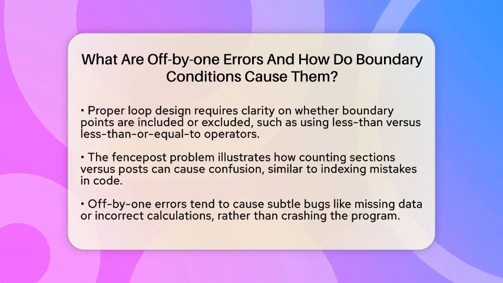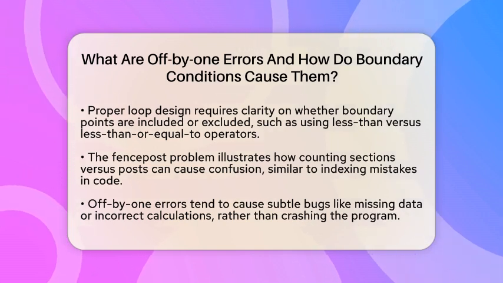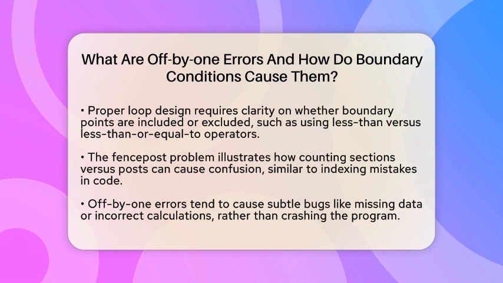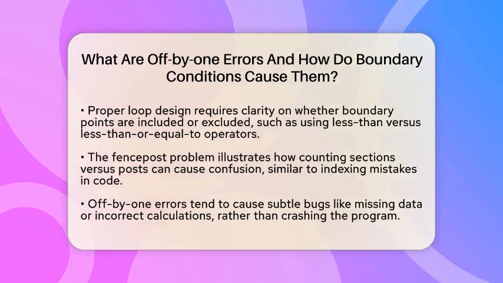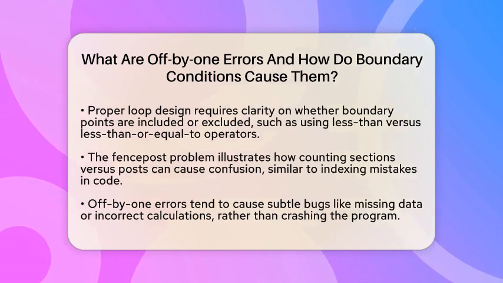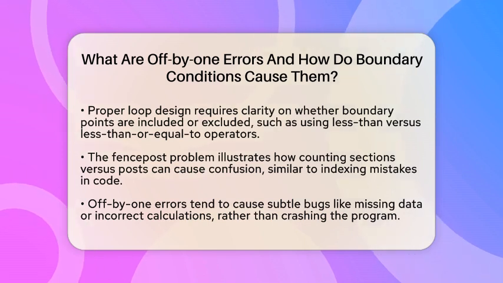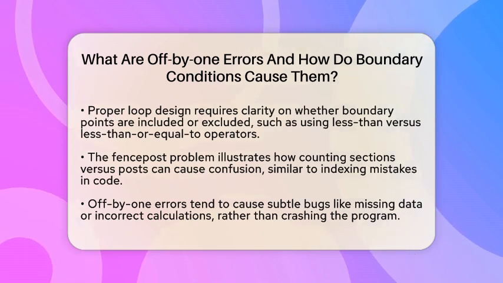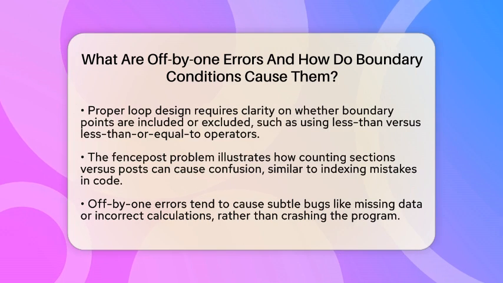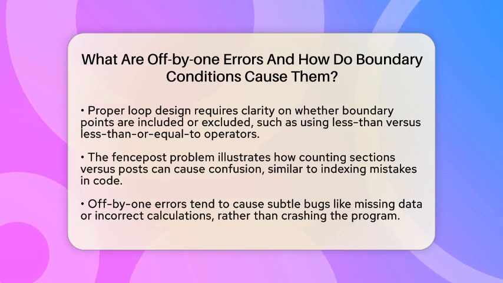A common example is the fencepost problem. If you have 10 sections of a fence, you need 11 posts to connect them. Counting only the sections or only the posts can lead to confusion and mistakes. In programming, this confusion often results in missing the first or last element or trying to access data outside the valid range.